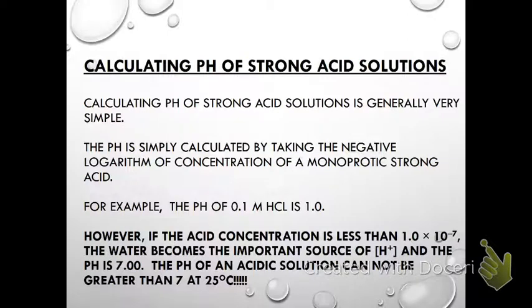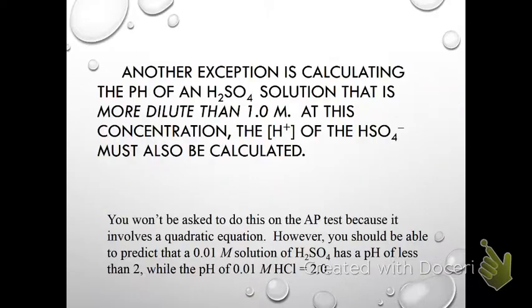This is the last thing we're going to do today: calculating the pH of a strong acid solution, because it's way easier than a weak acid solution. You take the negative log of the concentration. Simple as that, right? Okay.